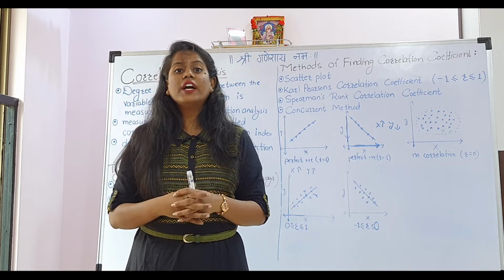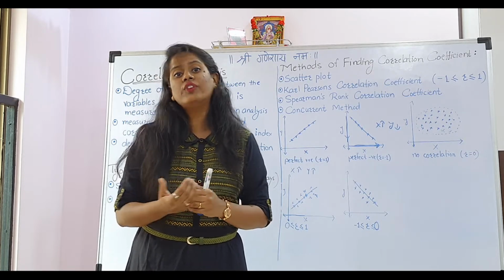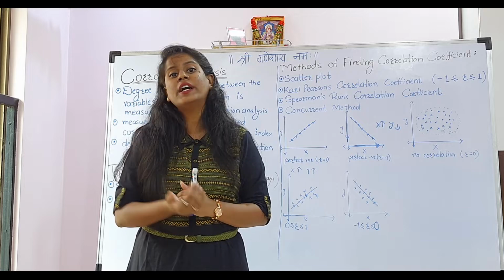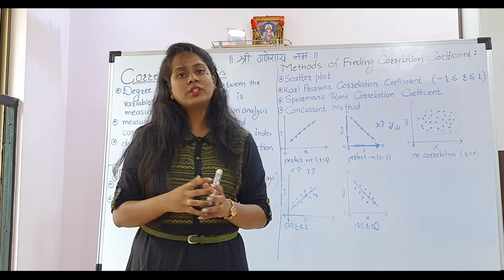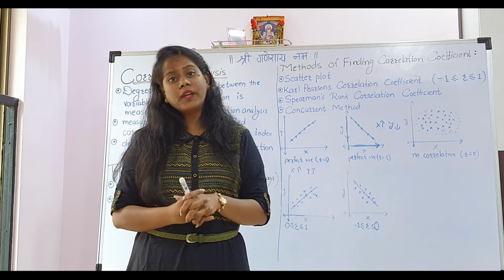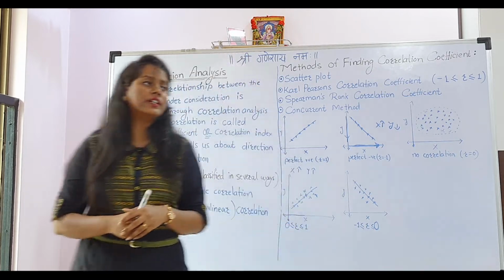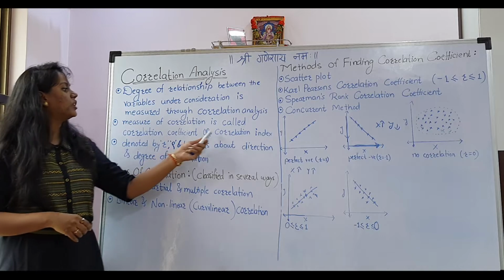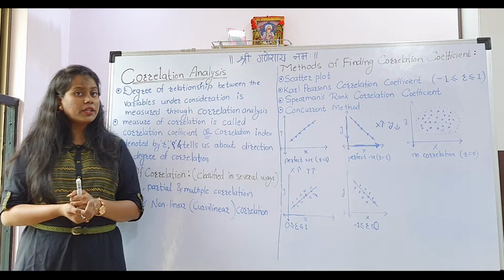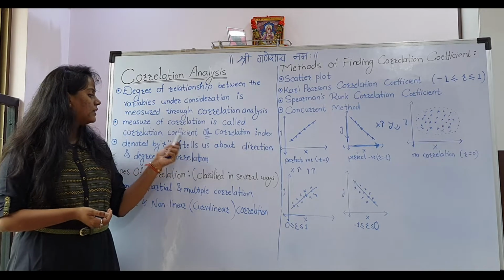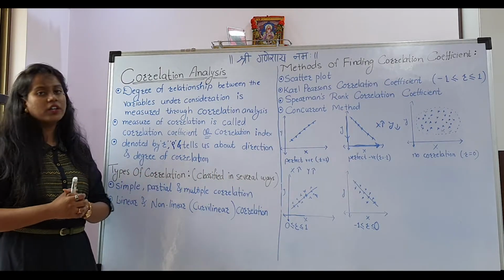Whenever we are analyzing two or more than two variables, we are interested in knowing the relationship between the variables: how they are related with one another, how they are interacting with one another. That strength of relationship can be measured through correlation analysis, and that measure is called a correlation coefficient or a correlation index. This correlation coefficient is denoted by r or rho, and it tells us about the direction and the degree of a correlation.